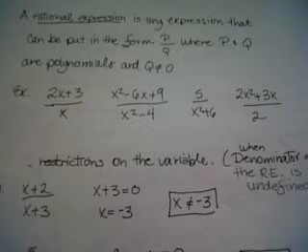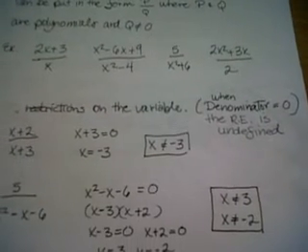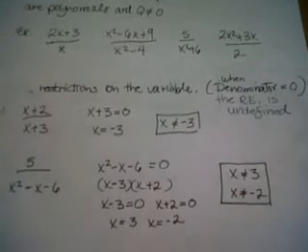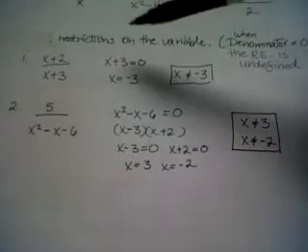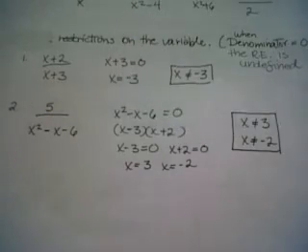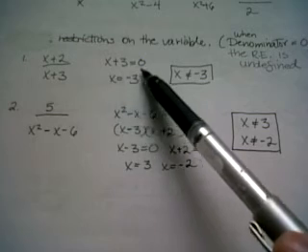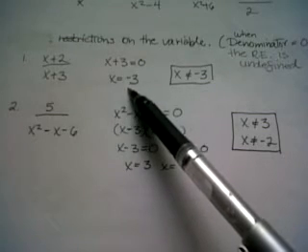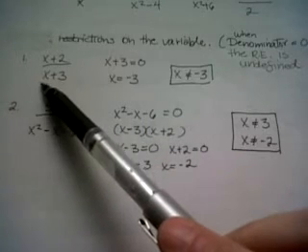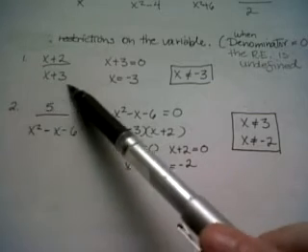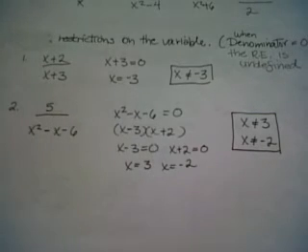Sometimes we have restrictions on our variable, and that is when the denominator equals 0, we can say our rational expression is undefined. So here are some examples of that. Let's say I have x plus 2 over x plus 3. I know that I cannot have 0 in the denominator because that makes the rational expression undefined. So I'm going to set the denominator equal to 0, so that's x plus 3 equals 0. I'm going to solve that linear equation, and that gives me x equals negative 3. That tells me that I cannot let x equal negative 3, because if x equals negative 3, I'd have negative 3 plus 3, and that would give me 0 in the denominator. So that is a restriction on the variable.